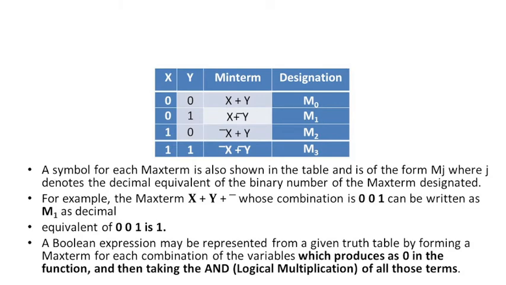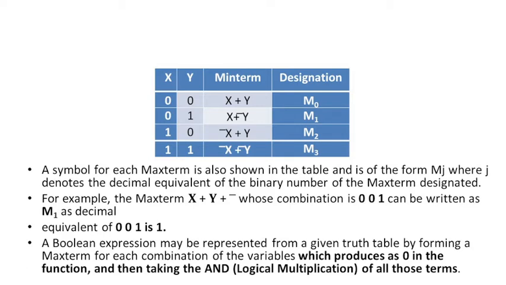The symbol of each max term is shown in the table and is of the form Mj, where j denotes the decimal equivalent of the binary number of the max term designated. So each max term is designated with a capital M. For example, the max term x plus y plus z bar, whose combination is 0, 0, 1, can be written as M1, since the decimal equivalent of 0, 0, 1 is 1, so we designate it with the 1.